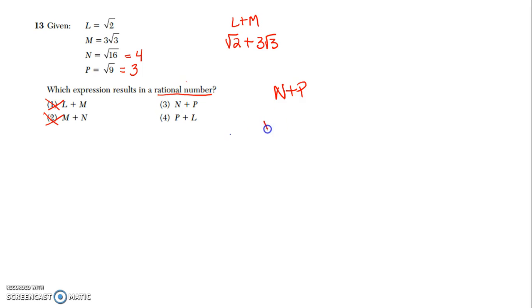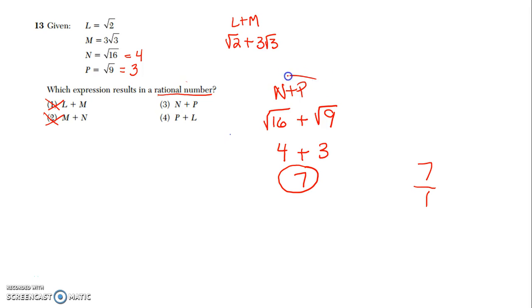So even if you start in the original form, N is square root of 16 plus P is square root of 9. Square root of 16 is 4 plus square root of 9 is 3. 4 plus 3 is 7. That's a rational number. A number is rational if it can be written as a fraction. Well, could I write 7 as a fraction? Sure, 7 over 1. So 7 is absolutely a rational number. So if you add N plus P, you'll come up with a beautiful rational number.